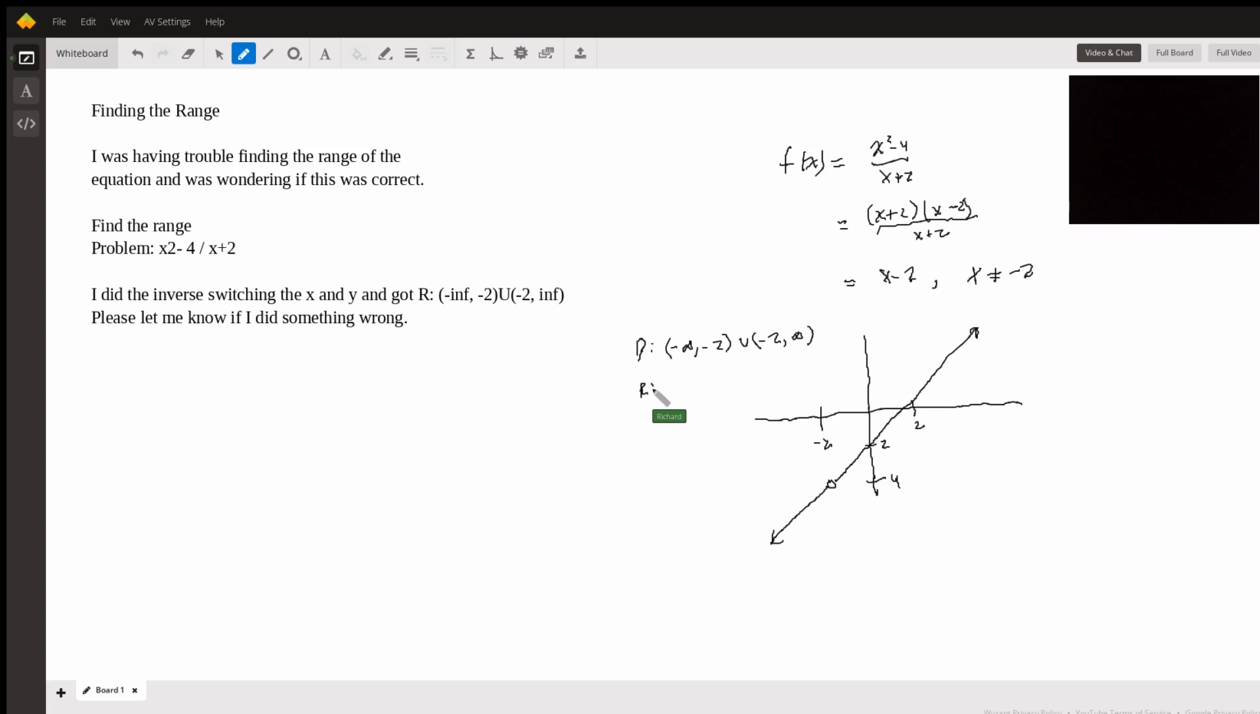The range is going to be similar. It's going to be from negative infinity to negative 4, union negative 4 through positive infinity. We're not including the negative 4, we're not including the negative 2, but other than that, it's all real numbers except for those exceptions. So this is actually a very easy problem.